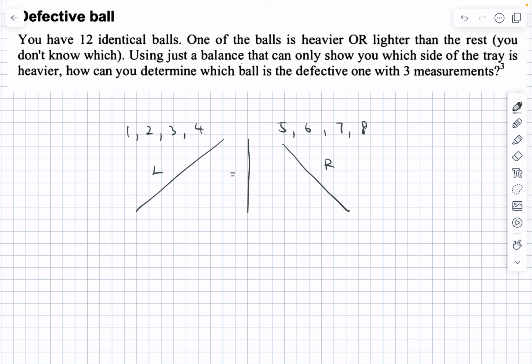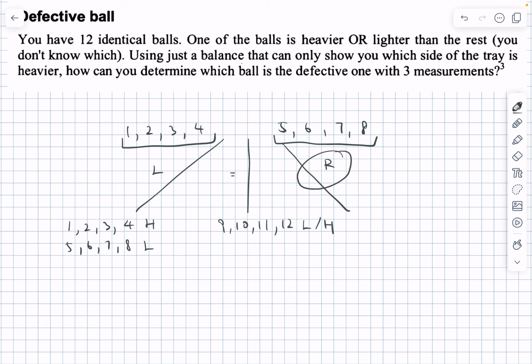If the left side is heavier, what does that mean? That means one of the balls in 1, 2, 3, 4 has to be heavier, or one of the balls in 5, 6, 7, 8 is lighter. If the groups are equal, what does that mean? If the weight of these 2 groups are equal, that means one of the balls in 9, 10, 11, 12, the balls that we didn't measure, is either lighter or heavier. If the right side is heavier, that's actually the same as the left side being heavier, it's just reversed.